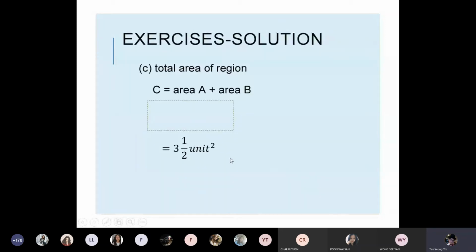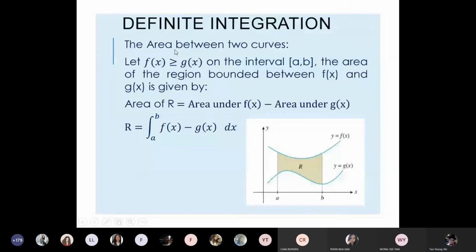Okay, so this is where we stopped on Monday. Okay, now next in today's discussion, we are going to learn more about the definite integrations. We are going to learn how to find the area between two curves. Okay, so in the following discussion, this is our objective. We want to find out how to find the area between two curves.